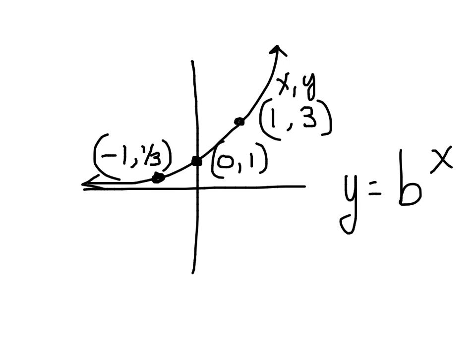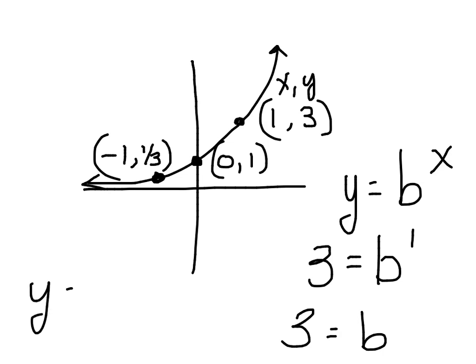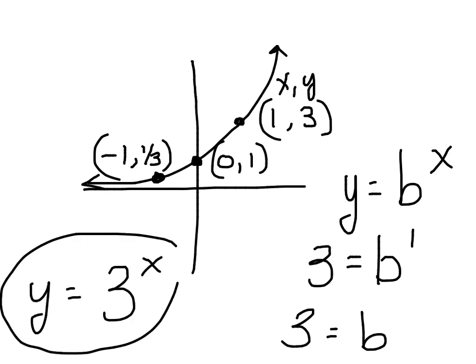So let's plug in what I know. What number is the y coordinate you're going to use? 3 equals. You don't know b. B to the 1. And what's the x? 1. Bingo. So here's what it's asking you. What number to the first power equals 3? 3. Yes. So b equals 3. So my answer is y equals 3 to the x. That was easy. Yes, it is.